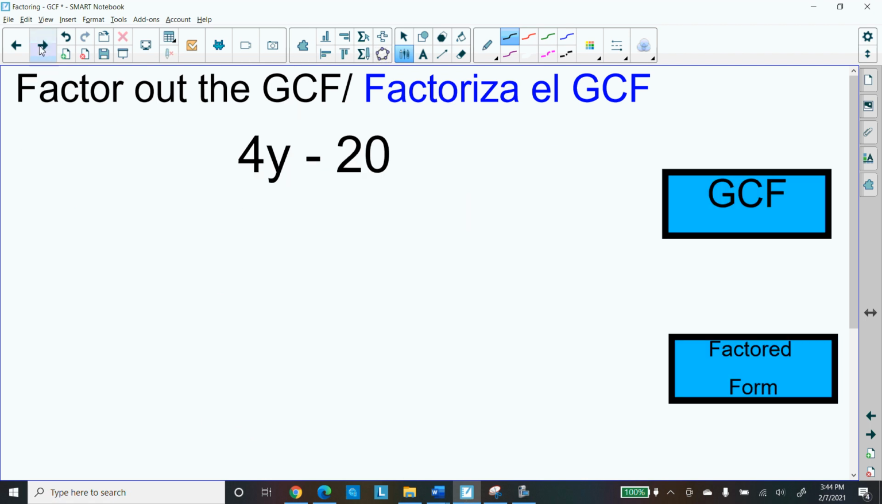So I'm going to give you an example to look at. See if you can figure out what's the GCF and write it in factored form. So here I got 4y minus 20. What would be the factors of 4? Remember, we don't want to use 1. So 2 times 2 and 4 times 1. So those are all the factors of 4. And don't forget, I have a times y.